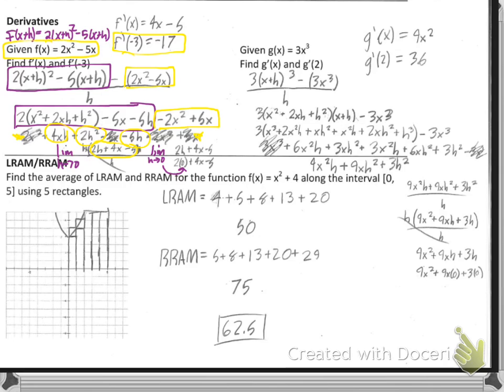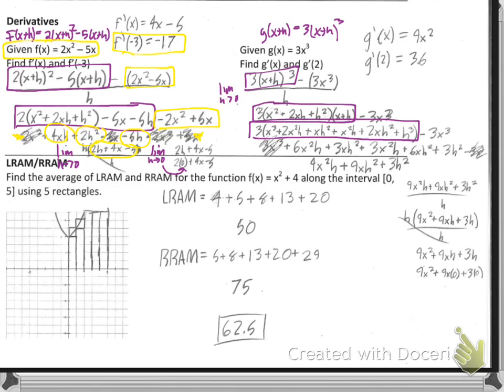Okay, next one. Same process, even if it's g, you're doing the g of x plus h function minus the g of x function, and this one requires a little foiling out, so here's the long foiling out, x plus h times x plus h times x plus h. And then once you simplify all that, and then minus 3x cubed, there's some things that cancel.